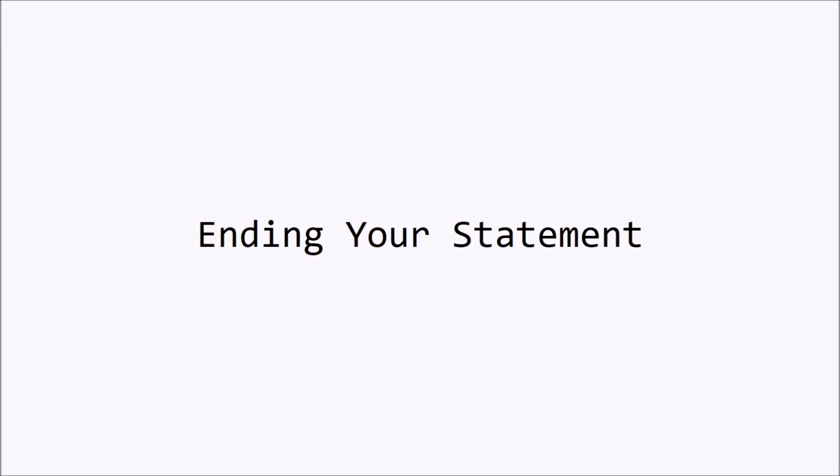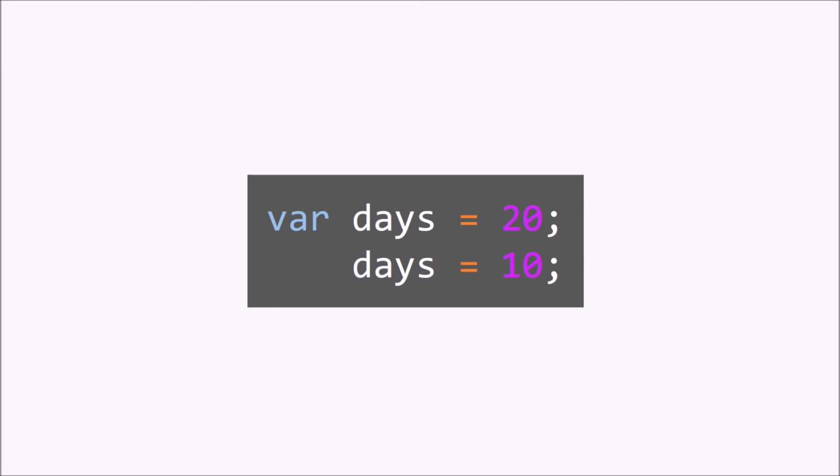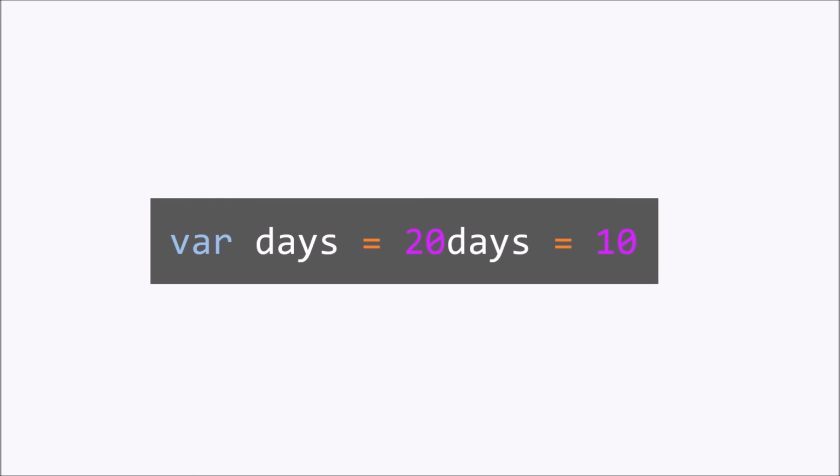All right, last small part here, ending your statement. So here we have the example from previous in the code. We've got declaring it in line 1 and then changing the value in line 2. And if you forget your semicolons, here's what that ends up looking like. You end up having two equal signs in the same line, and the browser is not going to know how to read the 20 and the days in the same line. So you need those semicolons to say that the statement ended in each case.